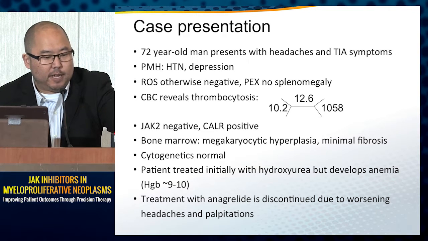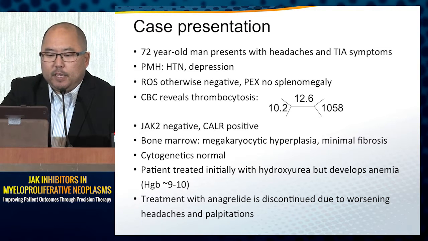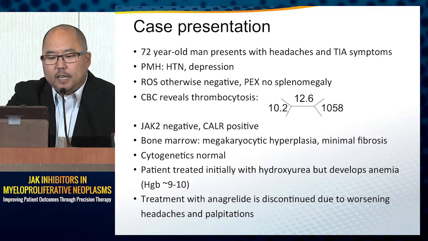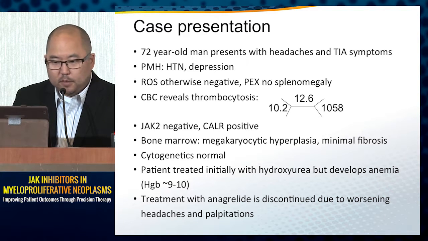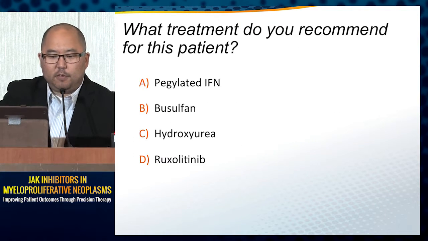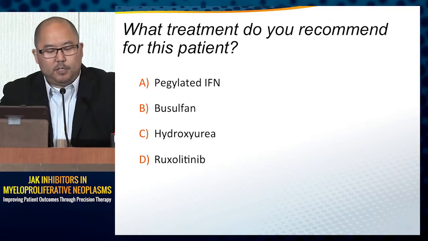Okay, so back to our case. Again, this is a 72-year-old guy who has a platelet count of 1 million, JAK2 negative, calreticulin positive. He's been treated with hydroxyurea, developed anemia, and then had worsening headaches and palpitations with anagrelide. So let's see if you have the same choices here based on what I've showed you. So you can put in your revised options here.